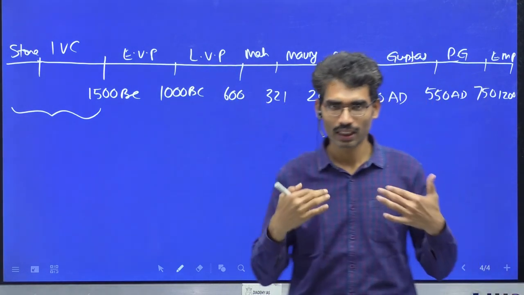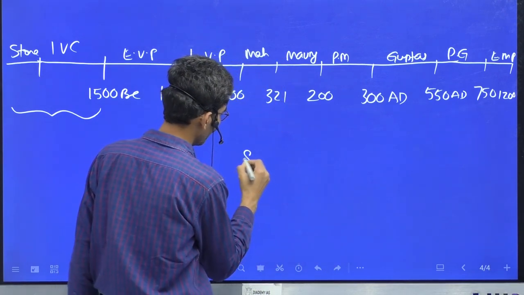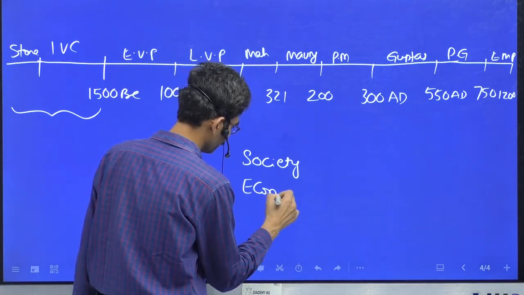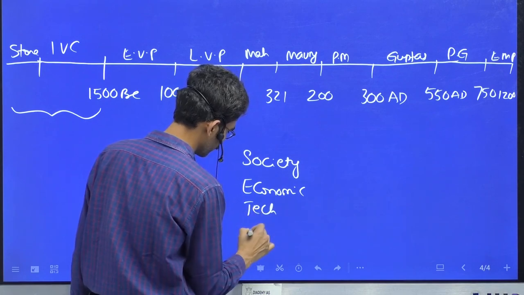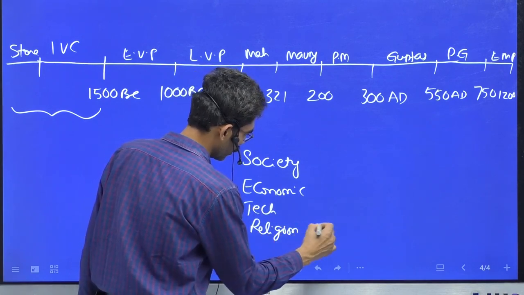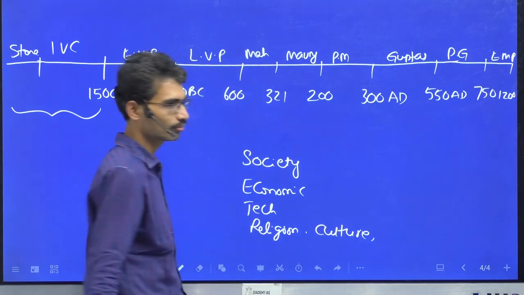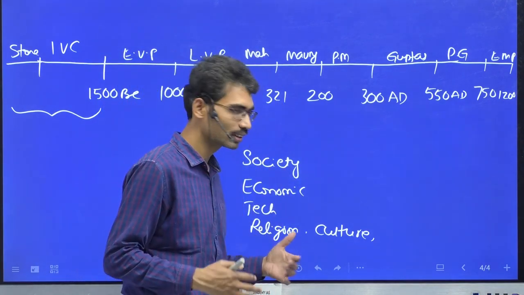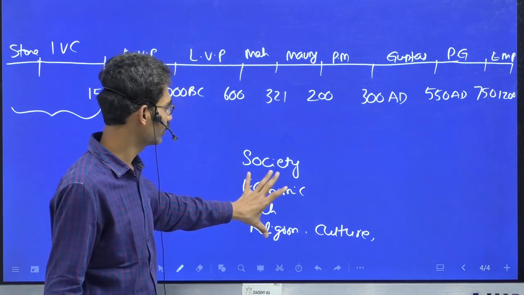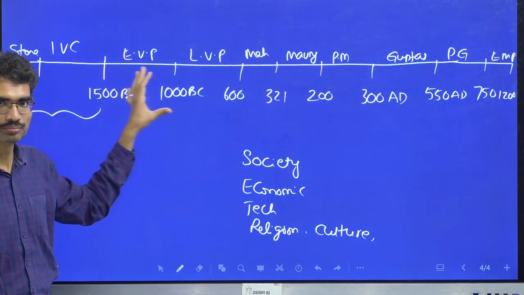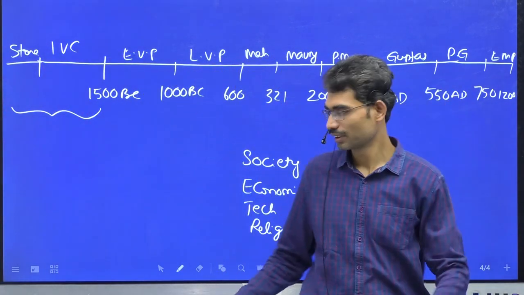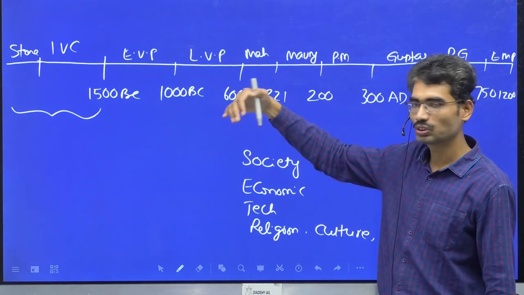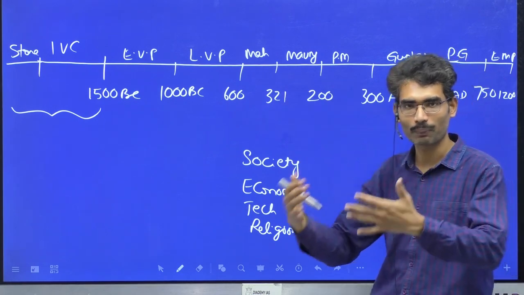Even today, in the present day, 2023, whatever society we are living in, whatever economic system we are living in, whatever technology, whatever religion, whatever culture, our food habits, our dressing pattern, festivals, dance, music, religious beliefs, all these have their roots in this time scale. At some point in our history, these developments started, and from that time onwards, they have been continuously progressing, and today we are seeing in the final shape what we are practicing.